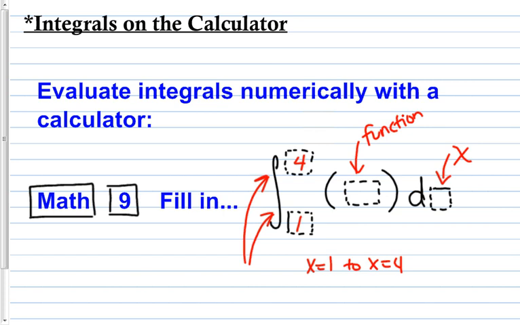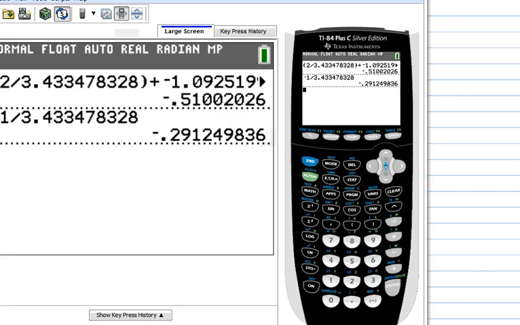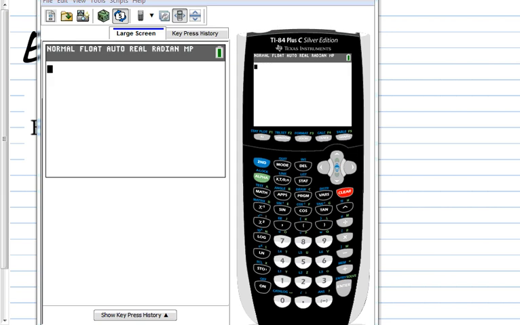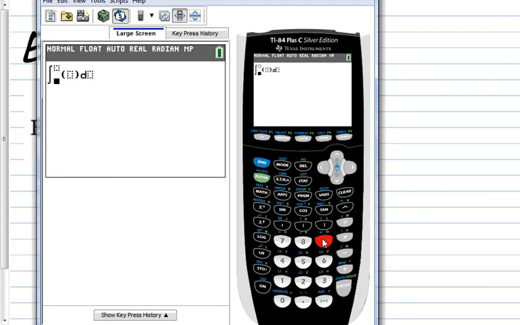So example 5. And there's my calculator coming up. I'm going to go ahead and do example 5. I'm going to evaluate it on the calculator. Just have to hit math. Alright, so let me go ahead and clear all this stuff. Well, let me make sure it's in the screen first. Hold on. Okay, so hit math. And then you're going to scroll down to where it says 9. It says fnInt. So that's just the integral. Okay, so number 9. And then that's what pops up.